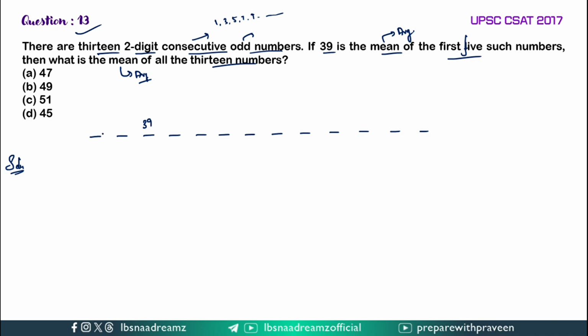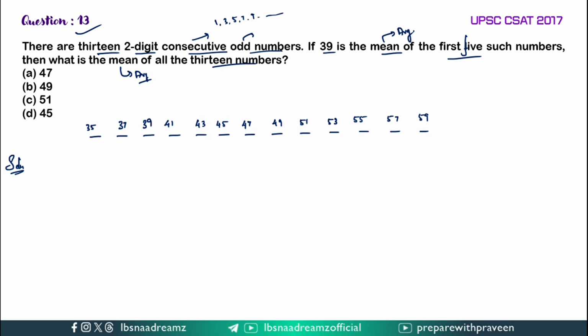So now we can tell that here 37 will be there, 35, 41, 43, 45, 47, 49, 51, 53, 55, 57 and 59, right? Now they are asking you to find the average of all the 30 numbers. See, that's a trick to solve this question.